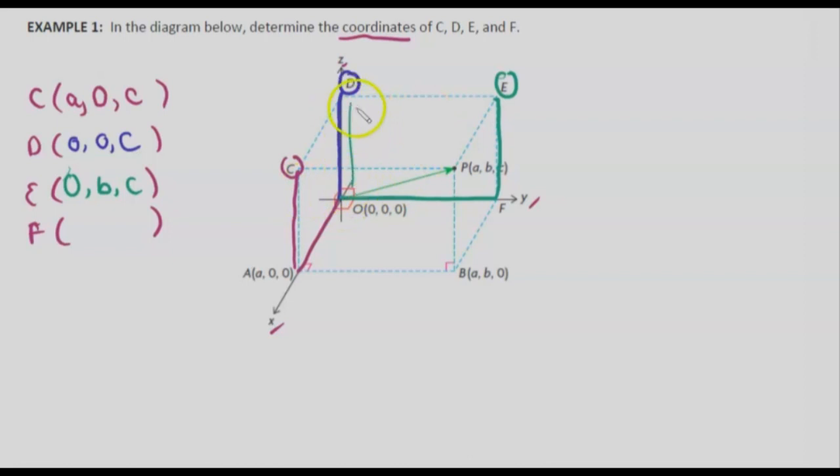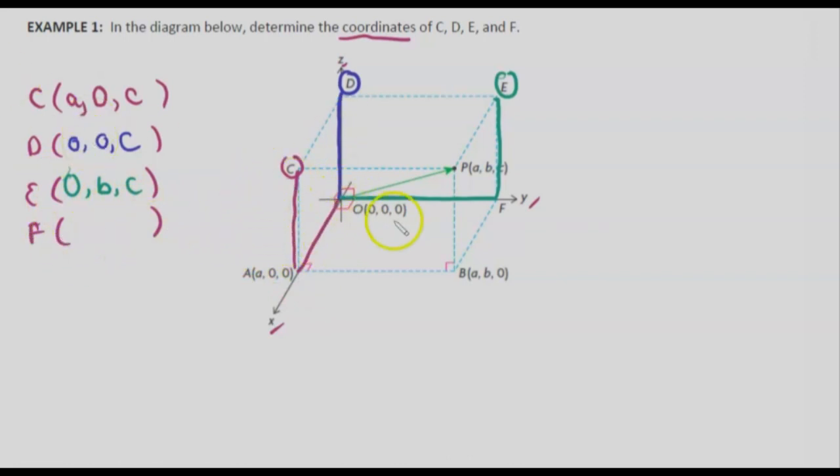Okay, again, the focus on the other page. If you're taking a look at this plane, there's no movement in the X direction. This doesn't come forward or backward. So for E, we would have 0 in that X slot.